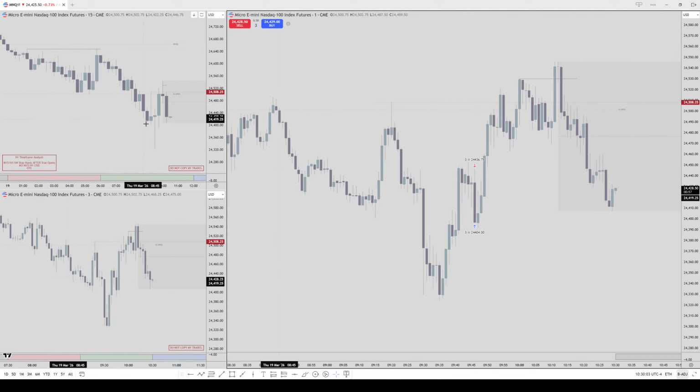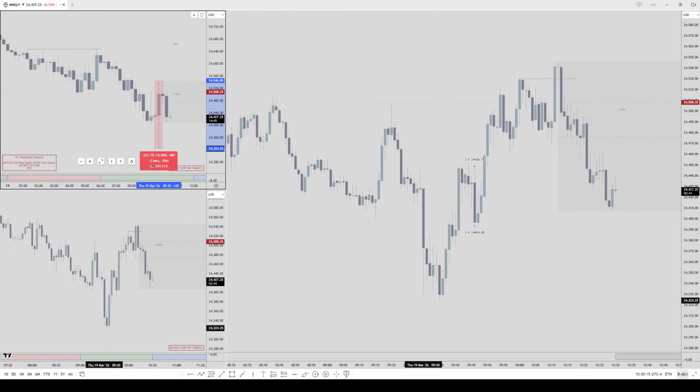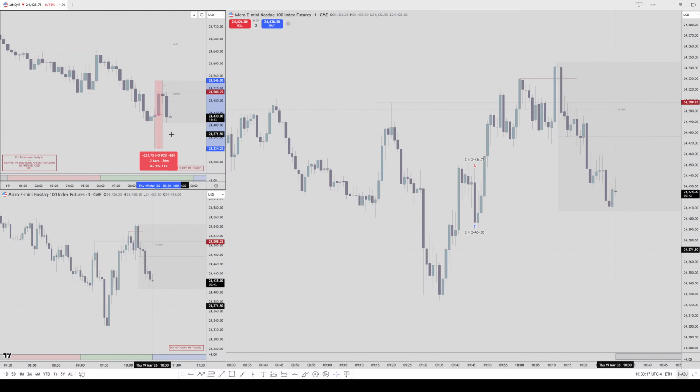So from this high to this low, we reached for 50%. So I do believe that we can gravitate lower down here. I'm only looking to trade this range. It's offering about 200 points in total.